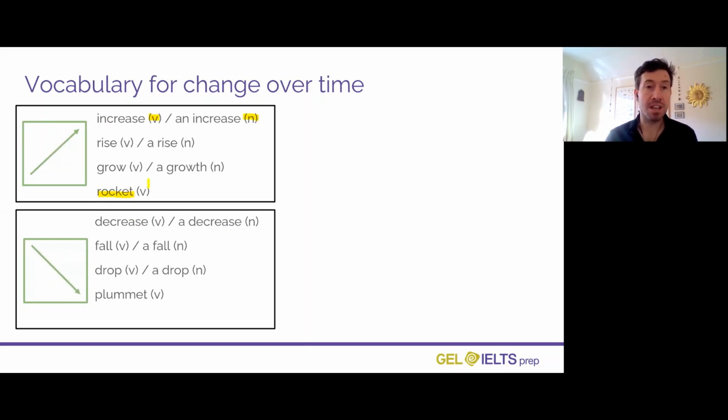Plummet, which is the opposite of rocket. So remember, rocket means go up very quickly. Plummet means go down very quickly. And another good one is plunge, which also means go down very quickly.